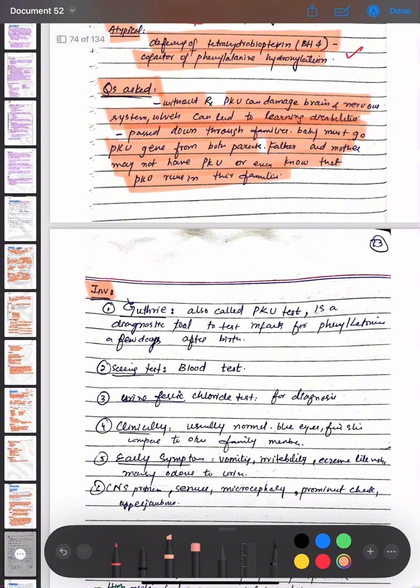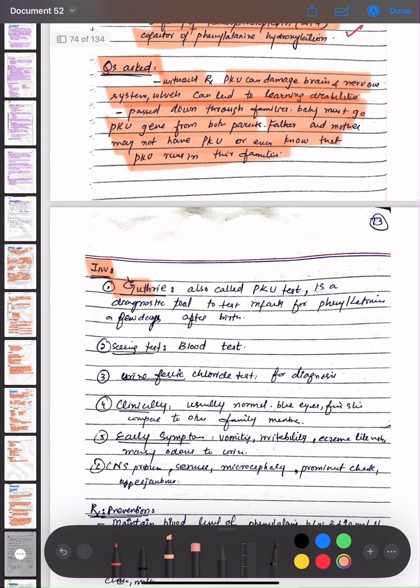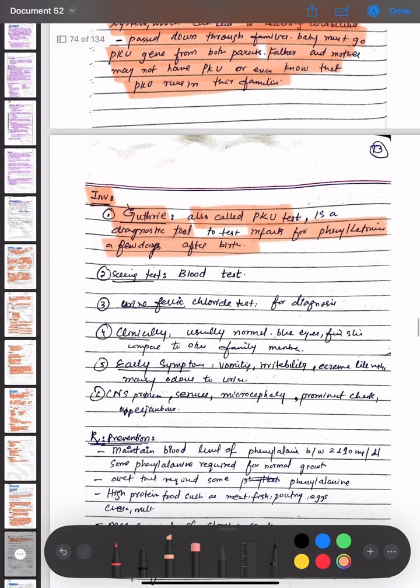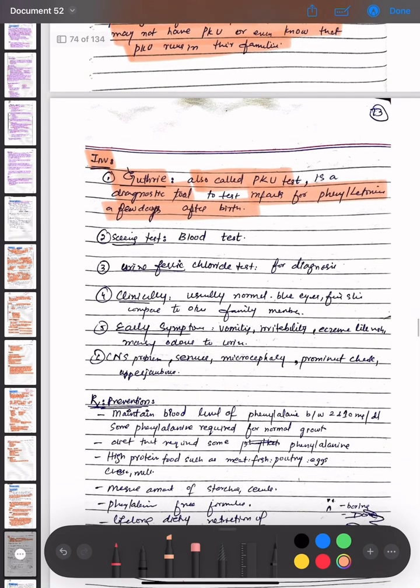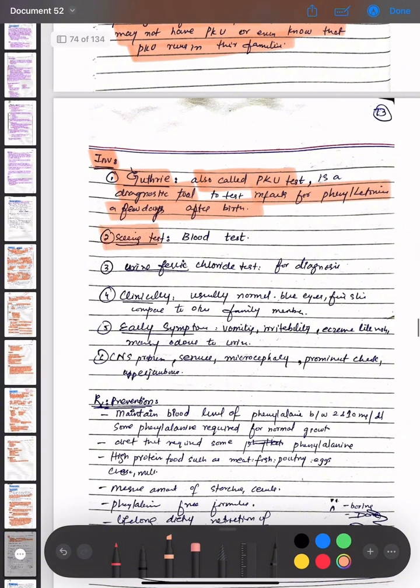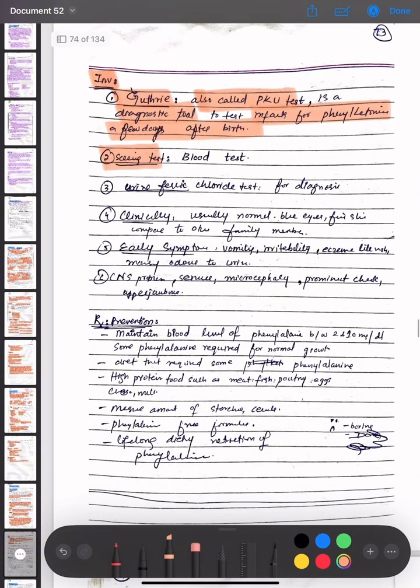The investigation options are the Guthrie test, also called the PKU test, a diagnostic tool to test infants for phenylketonuria a few days after birth. Babies are tested for phenylketonuria after birth. A blood screening test is done, then the urine ferric chloride test is done for diagnosis. Clinically, the baby usually has normal blue eyes and fair skin compared to other family members.